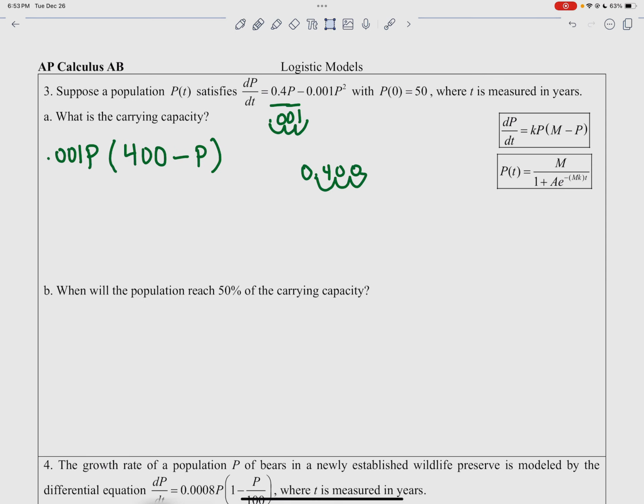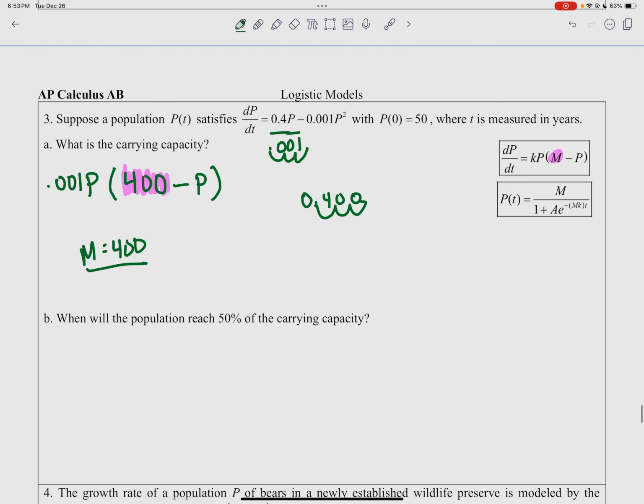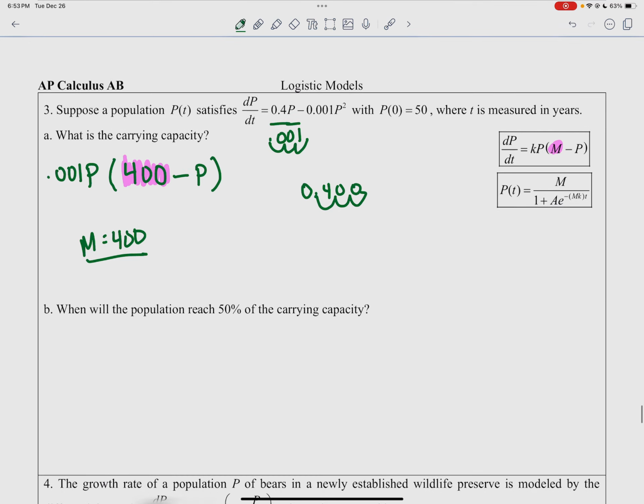Okay, my carrying capacity is m, which we found out is 400. So m is 400. Yay. Part B says, when will the population reach 50% of the carrying capacity? Now, this problem is going to be different from number 2 because this isn't asking you about what the population is once it reached 50% of the carrying capacity. That's 200. This is saying, what's your x value of your point of inflection, essentially?